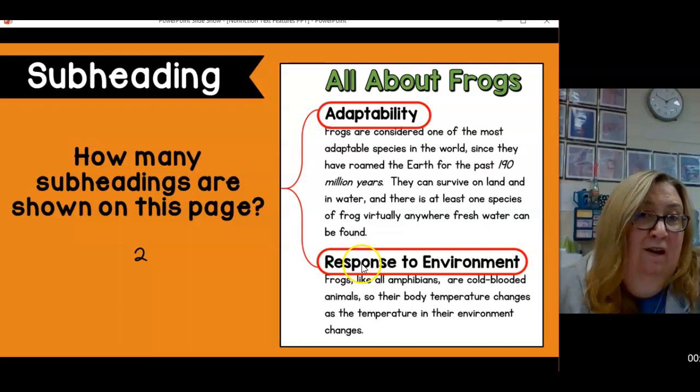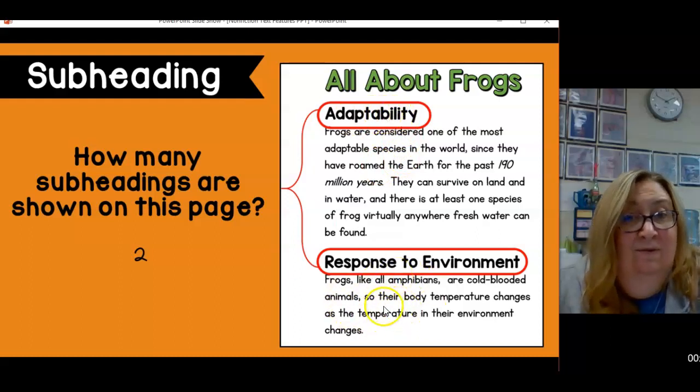Adaptability and response to environment tell us all about frogs. This text is going to tell us just about the adaptability of frogs. This text is just going to tell us about the frog's response to its environment.